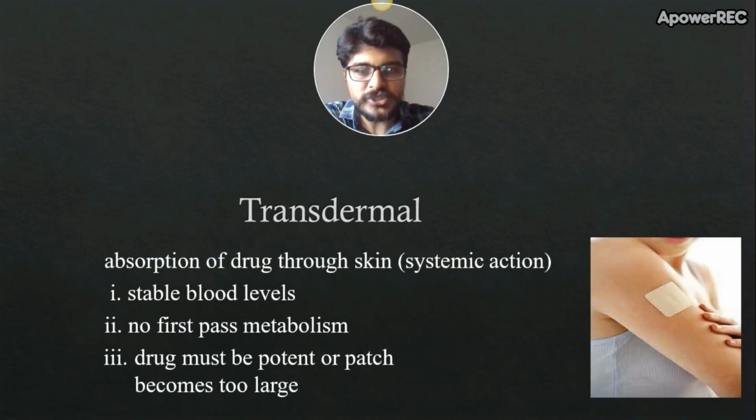Moving on, transdermal: absorption of the drug through the skin into the systemic circulation. The advantages are stable blood level and no first pass metabolism, and the drug must be potent or the patch becomes too large. That is the main criterion for this transdermal route. So the drug should be potent. If the drug is potent, a very low amount of drug is required to produce its effect, and if the drug is not potent, then a large amount of drug has to be given to produce its effect. So the patch will become larger.